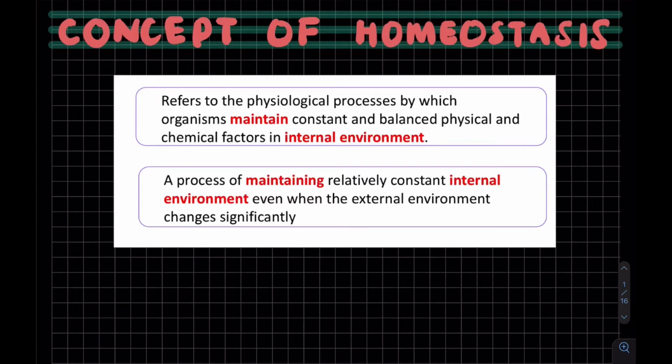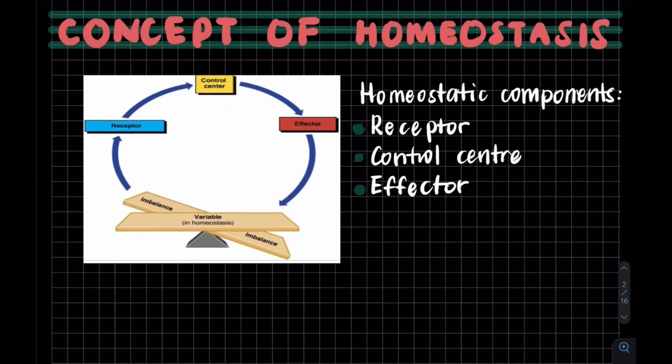In this video, we will look at the concept of homeostasis and regulation of blood glucose level. Homeostasis refers to the physiological process where organisms maintain a constant and balanced internal environment despite changes in the external environment. There are three components in homeostasis, which are receptor, control center, and effector.